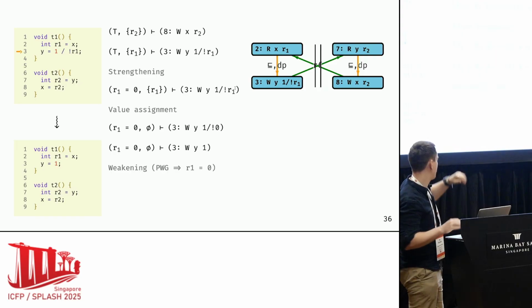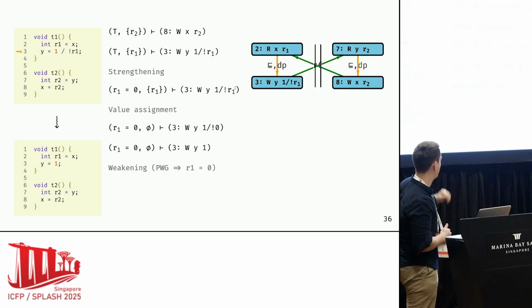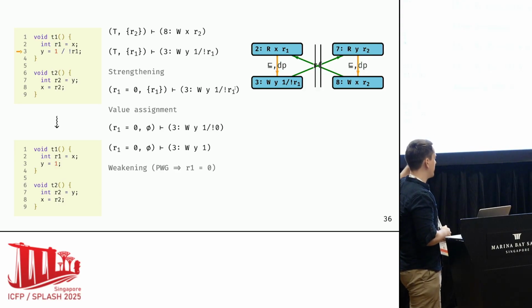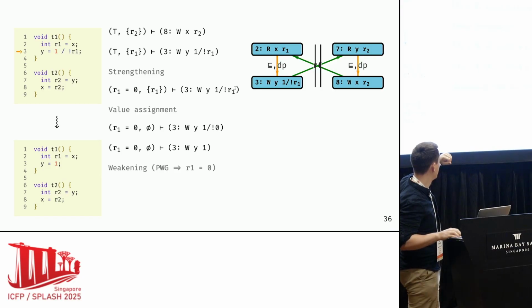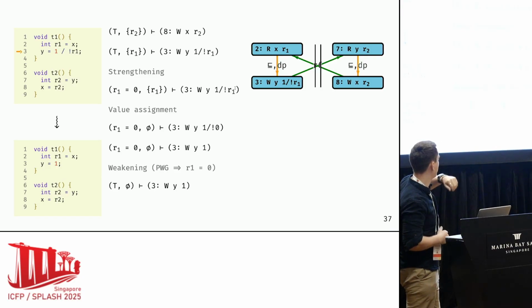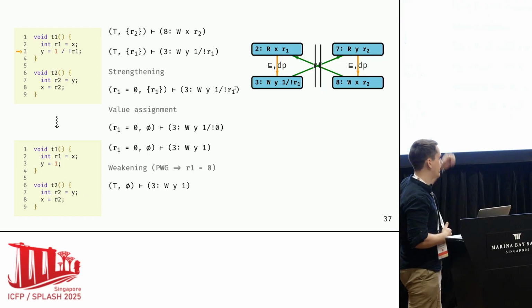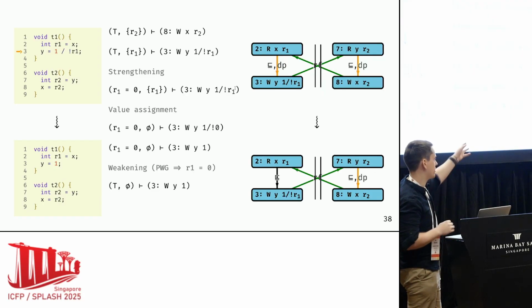And now we can perform weakening, which is the operation that we talked about before. With the program-wide guarantees, we know that R1 must be 0 because of the UB freedom. And we can now remove that dependency, and we get this independent write, which justifies the execution that we saw before. So we've removed this dependency.